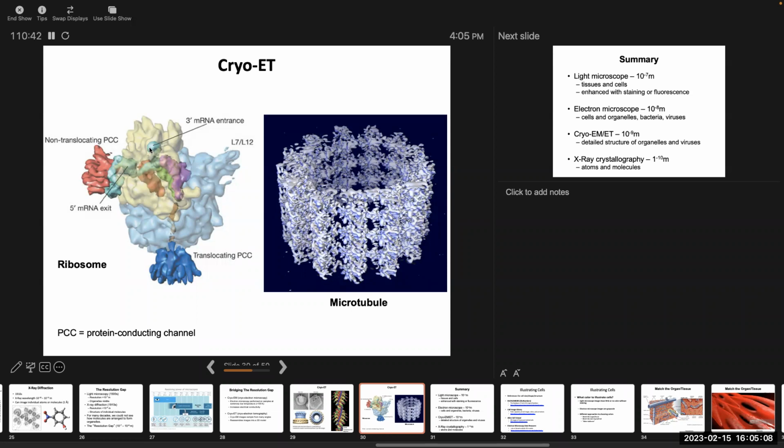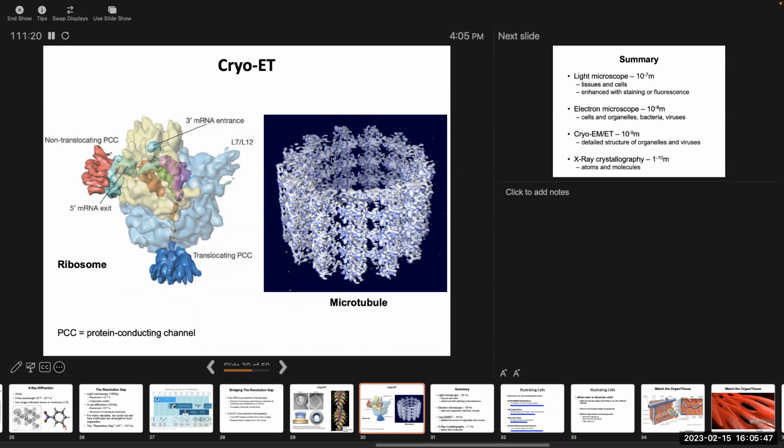So you've got the messenger RNA entering the ribosome up here at the top, and then the messenger RNA exiting the ribosome over here on the left. And then there's a little brownish structure down here that's just barely visible. That's actually the protein itself that's being manufactured by the amino acids that are held together by these tRNA molecules. And that's going to pass down through this thing called the translocating PCC, or protein conducting channel. It's going to pass through that PCC into the interior of the endoplasmic reticulum.